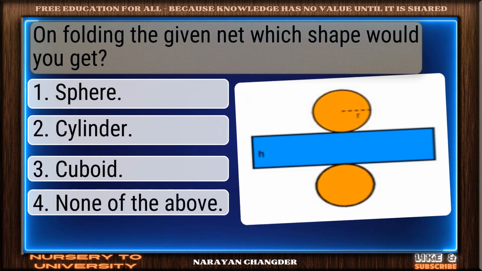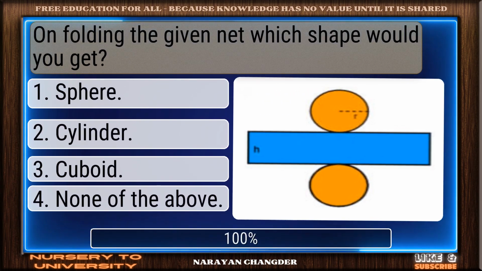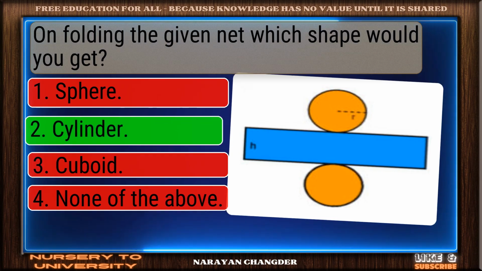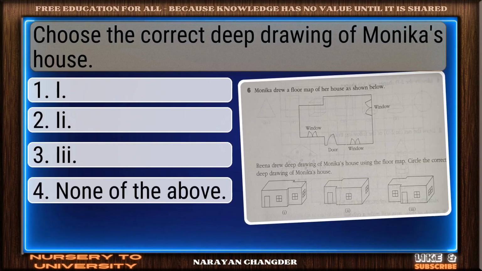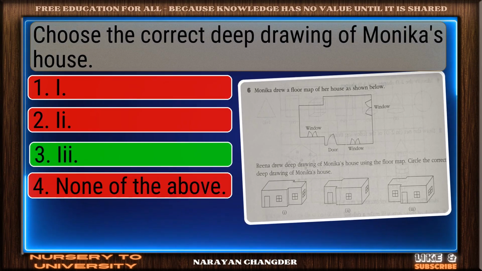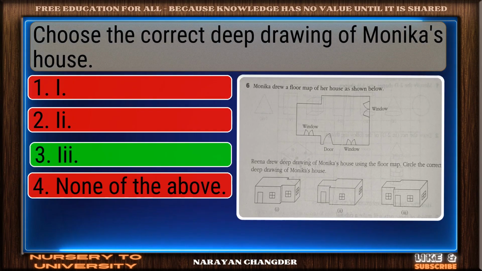On folding the given net, which shape would you get? Well done. Cylinder is the right choice. Choose the correct deep drawing of Monica's house. Sharp thinking. II is the right choice.